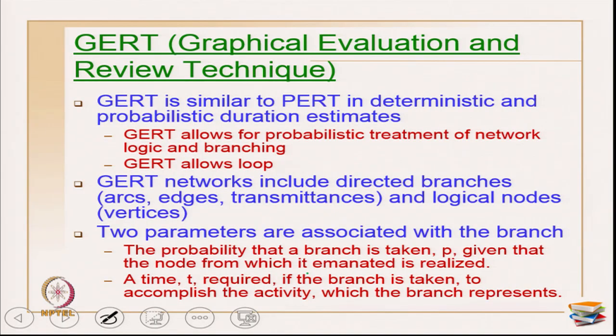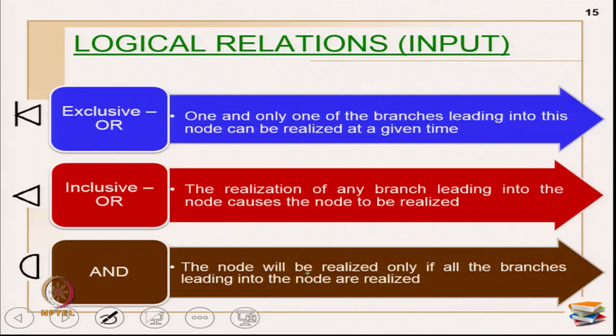Then GERT networks include directed branches, which imply arcs, edges and transmittances, and logical nodes also, which we call vertices. So, two parameters are linked with the branch, one is a probability and the other one is the time required for the branch to be taken.